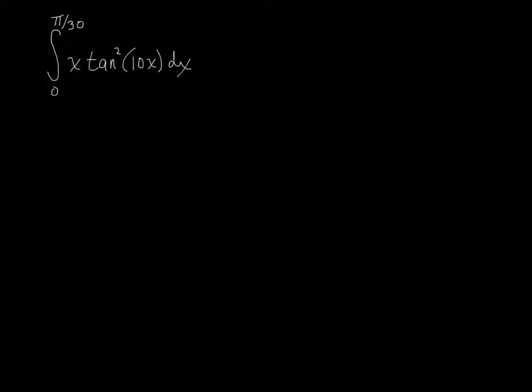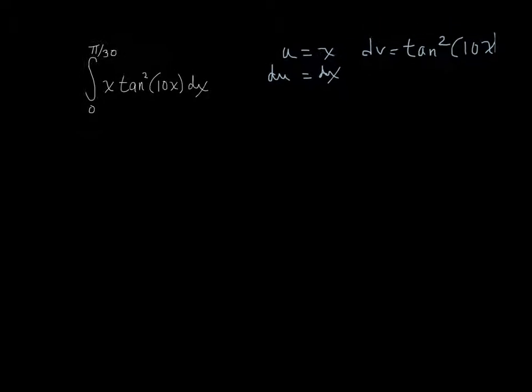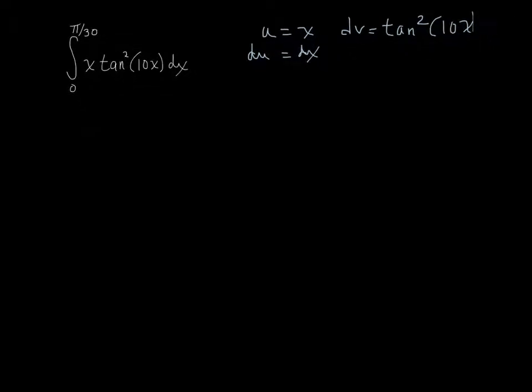Alright, let's solve this using integration by parts. So I'm going to have my u equals x, which means du equals dx. My dv is going to be my tangent squared 10x. That was supposed to be a closed parentheses there. And so then my v, I'm going to have to integrate this tangent squared 10x dx. So let's go ahead and do that first.